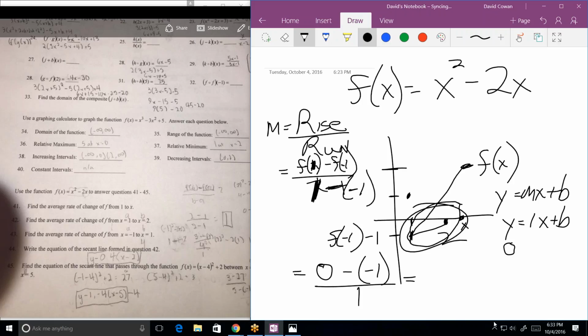So 0 equals 1 times 2, the x value, plus b. That tells me b is minus 2. Now I have the equation of the line: y equals x minus 2.